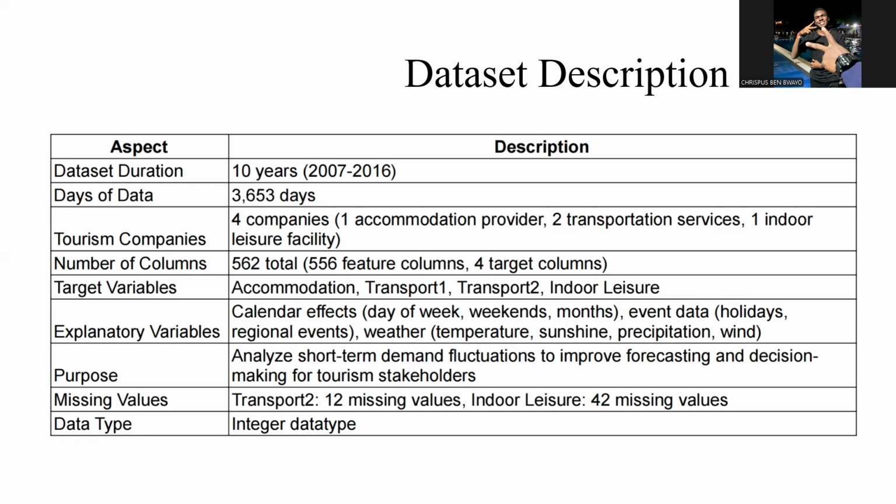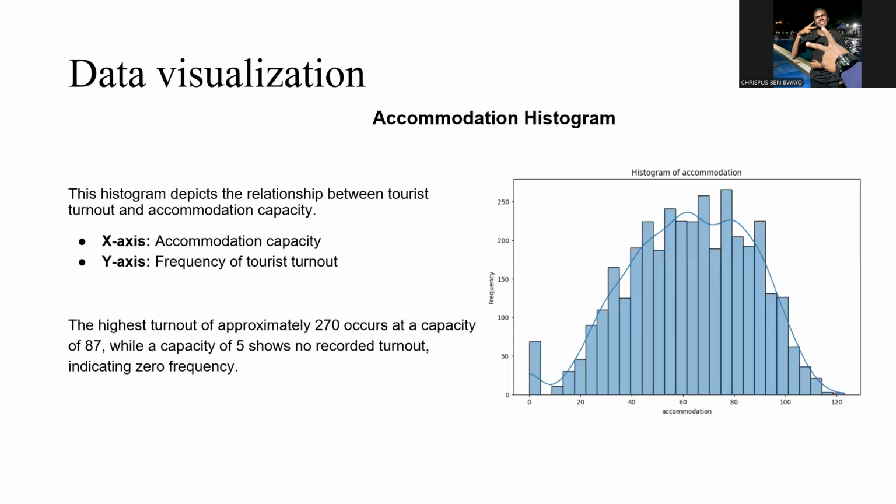For the missing values in the target variables, transport had 12 missing values, and then another had 42, but all these were flagged in an input mask, so you just had to use them in the preprocessing stages. For data types, the data was all integer. Then we went on to visualize some of the columns, where I had a normal distribution for accommodation, which was also used as our target variable here.